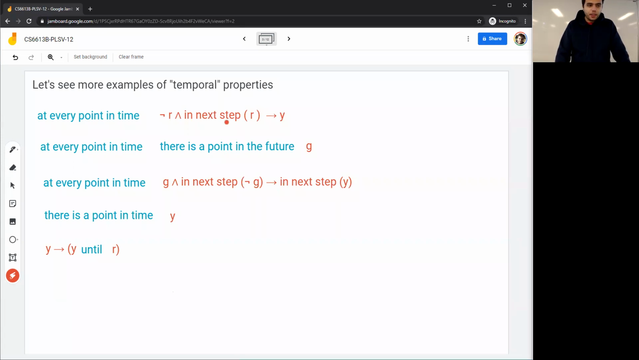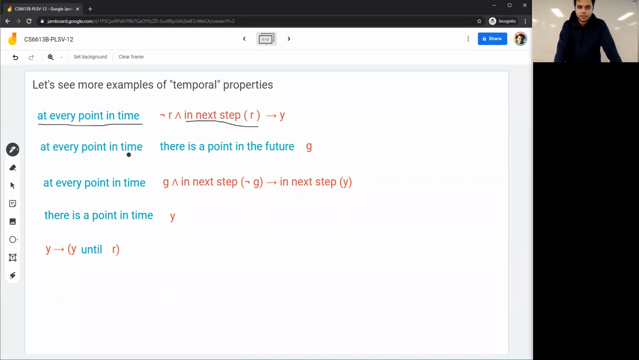Okay, so note that we now have two different temporal operators here. One is that we're saying at every point in time, we want something to happen. And then there is also this one, in the next step. I'm referencing what happens in the next time point, basically. Okay.